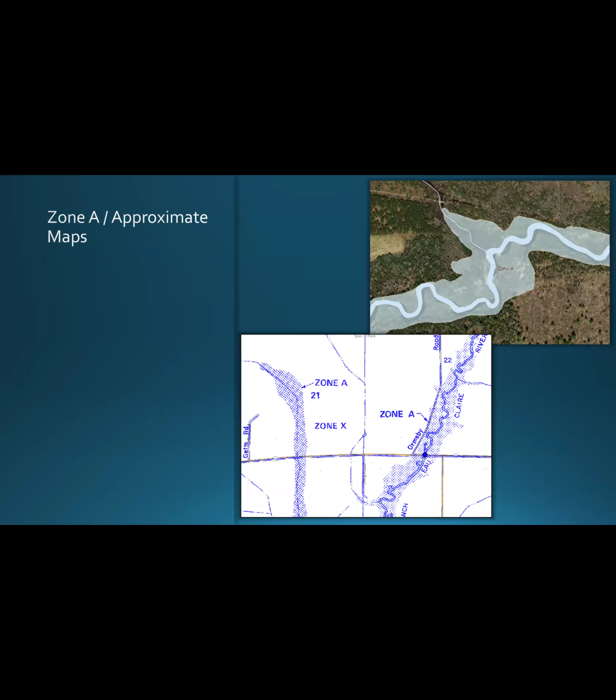Here you have a zone A, where there's really no differentiation between the floodway and the flood fringe. So in this case, everything has to be treated as a floodway unless there would be a subsequent study down the road or a more detailed study to determine exactly what part is the floodway or the flood fringe.